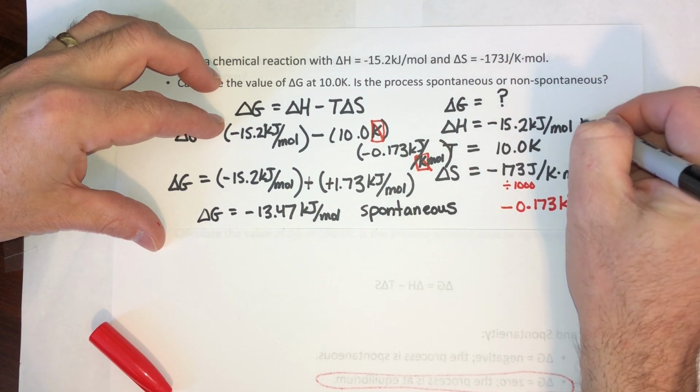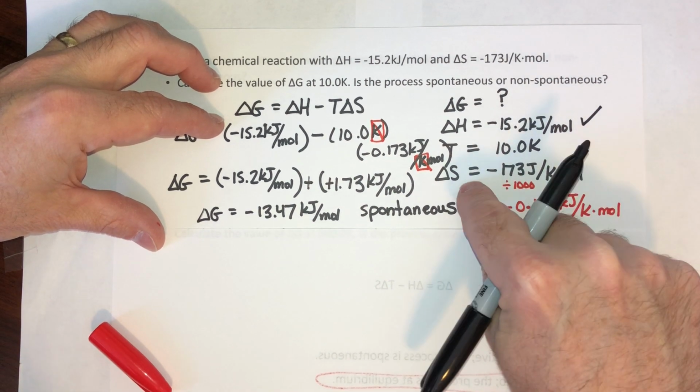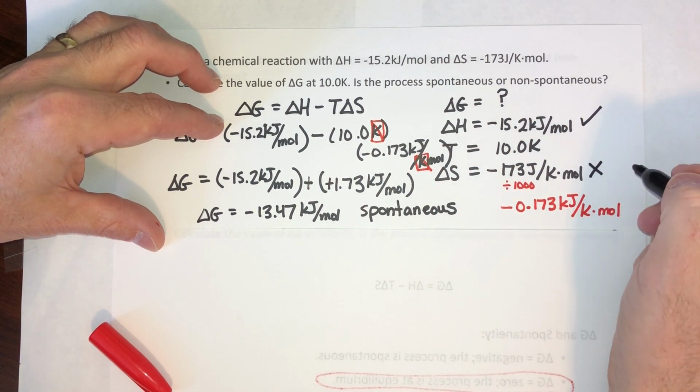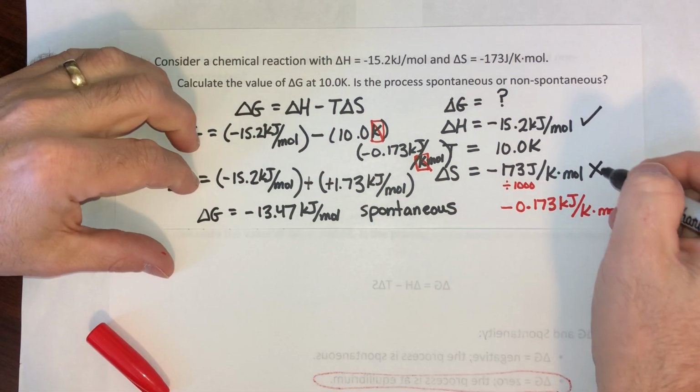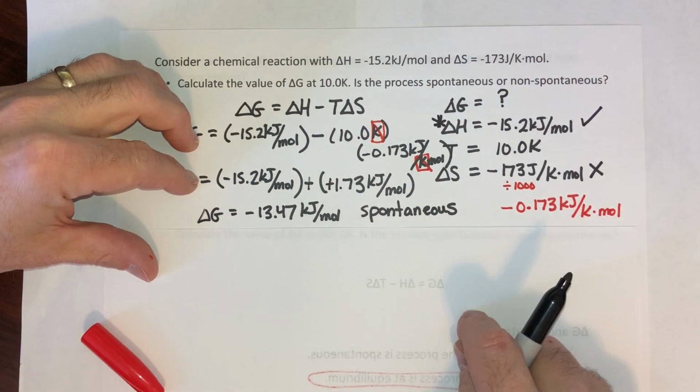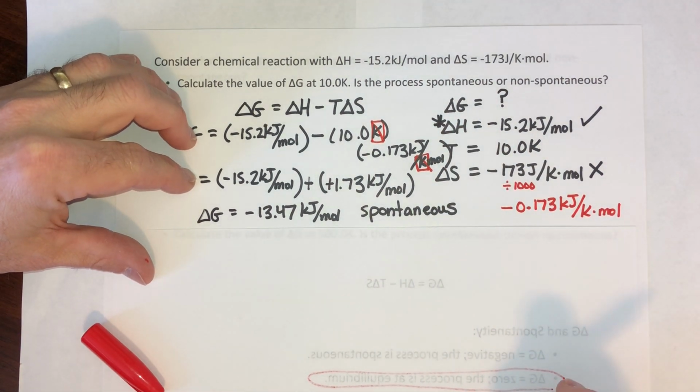And a negative delta H is good. A negative delta S is bad. Vote for spontaneous versus a vote against. And at low temperatures, this is my star, right? Your delta H is the most important term.